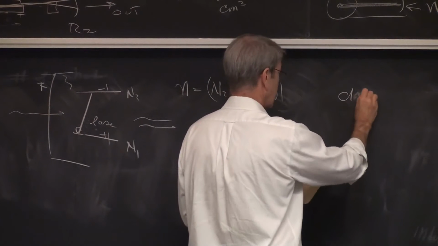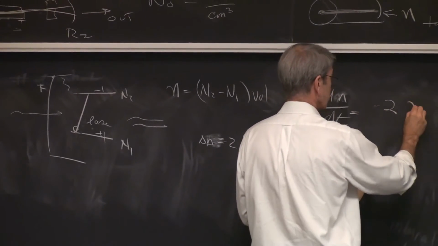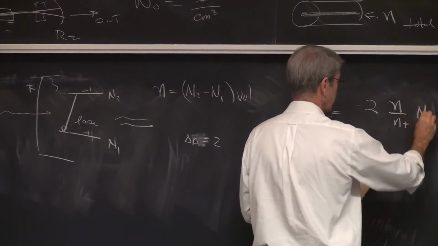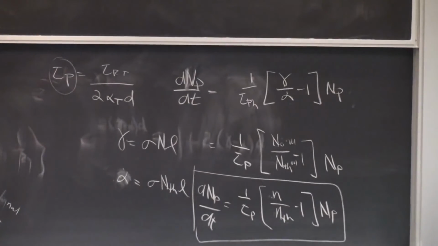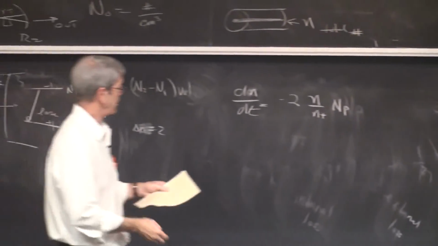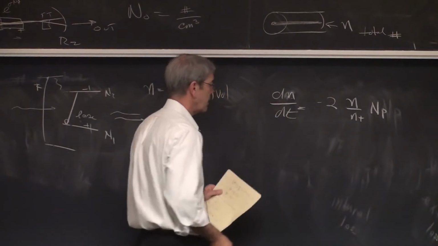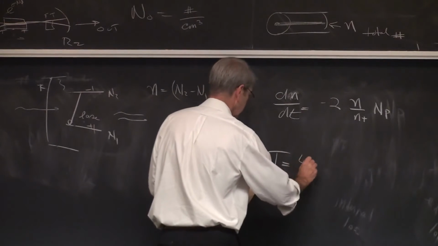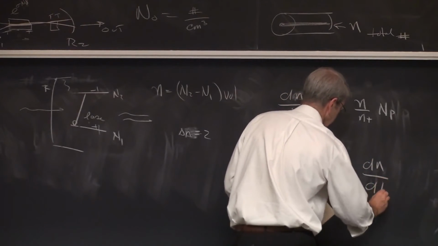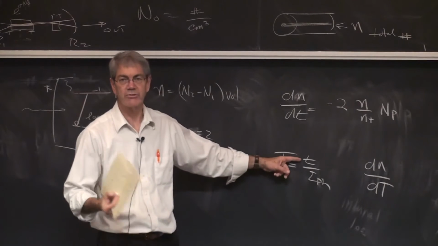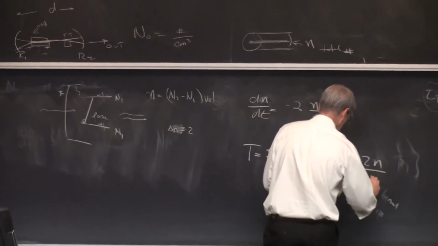dN dt equals minus 2 times n over n threshold times np, because this is the rate at which they're being generated. I need to do some more math here. I can do a change of variable. I'm going to let capital T equal t over tau photon. And so I really should write this as dN d normalized time. So I'm going to do time in units of photon lifetimes. And then this equation looks like this, minus 2n, which is what I wrote. So what I wrote was not quite right.